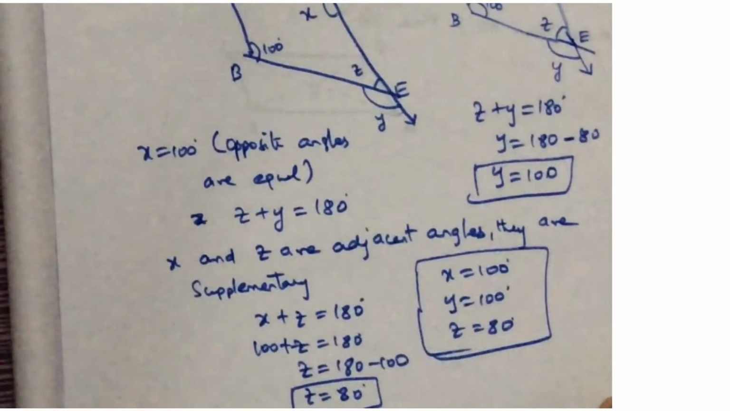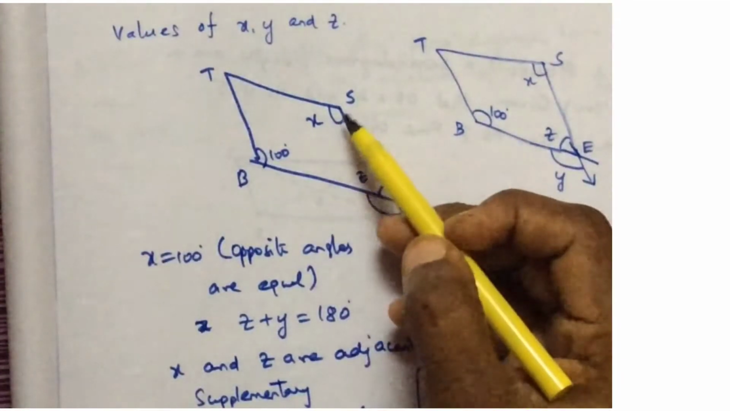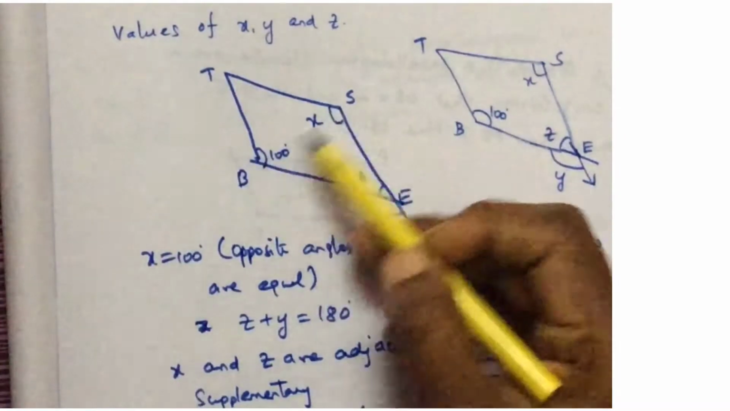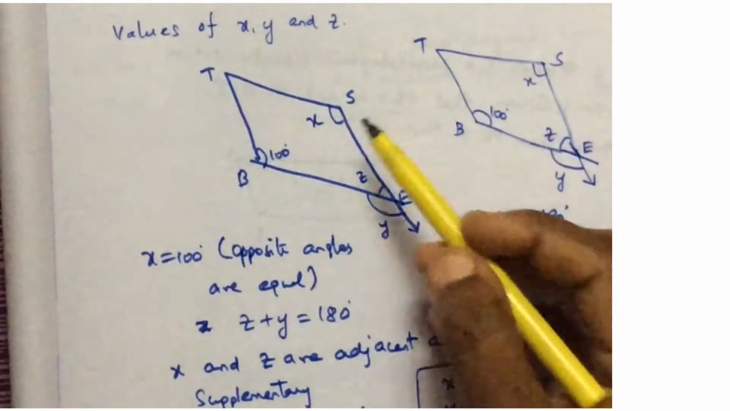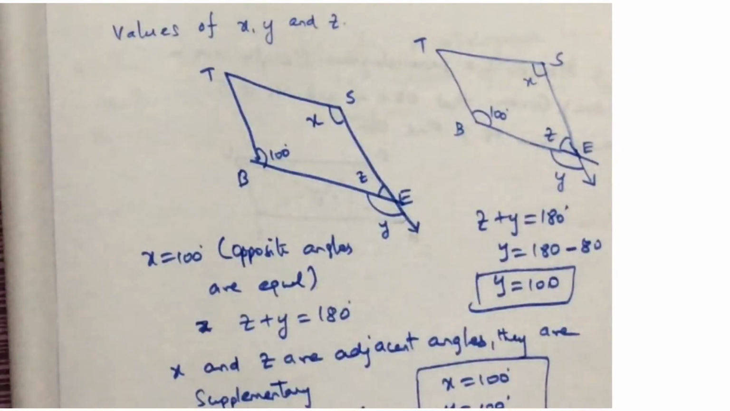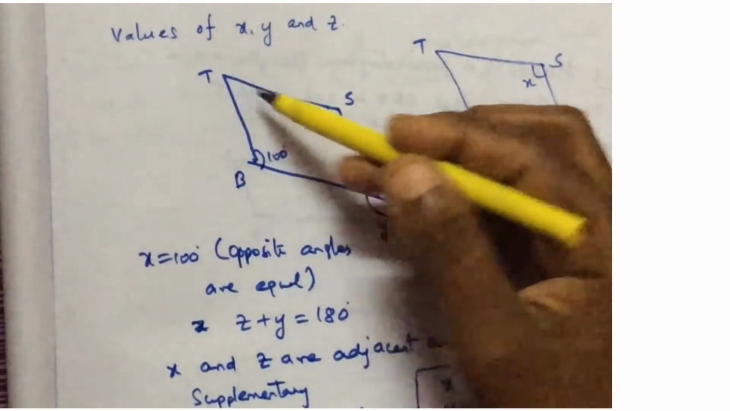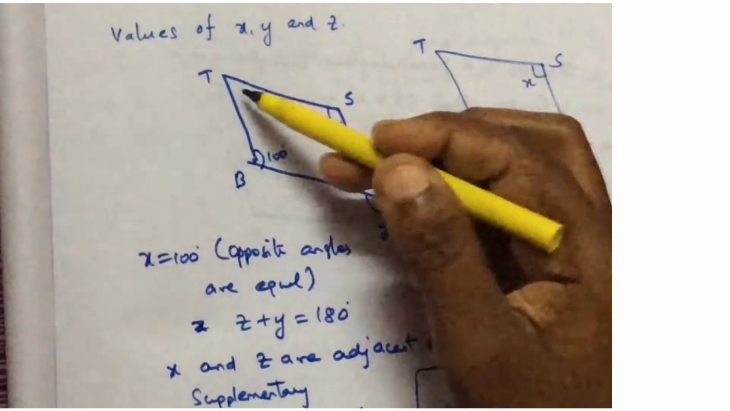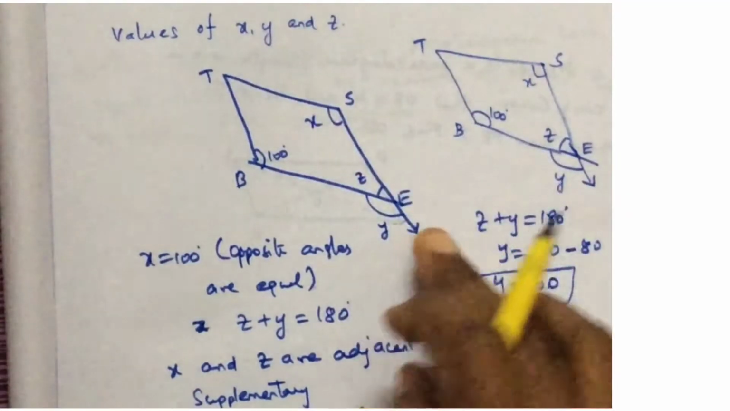I am repeating this. The first thing you have to note here is that this and this are opposite angles. Opposite angles in a parallelogram are equal. So you can write x as 100. Similarly, if you know the angle here, then directly you can say what it is, because these two are opposite angles. You don't know what is here, so there is a clue.